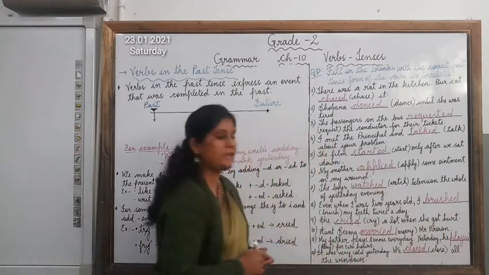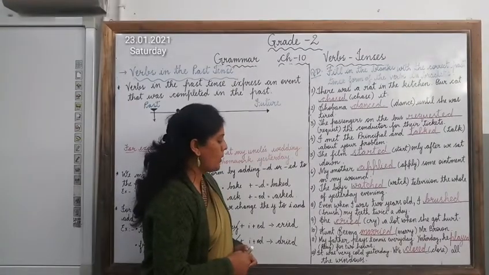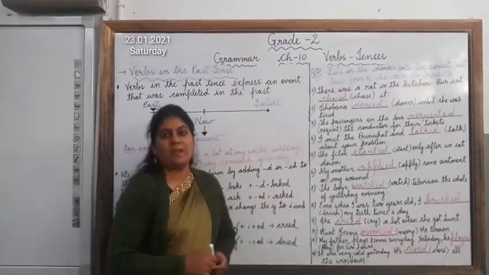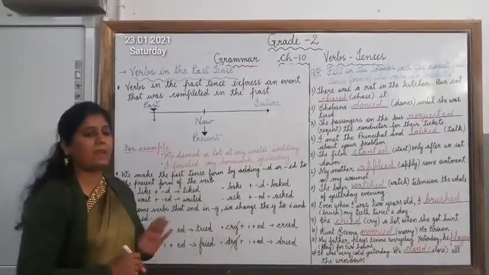C-L-O-S-E-D, closed. So the sentence here is, it was very cold yesterday. We closed all the windows. So children, I hope that you have understood this question number D very well.